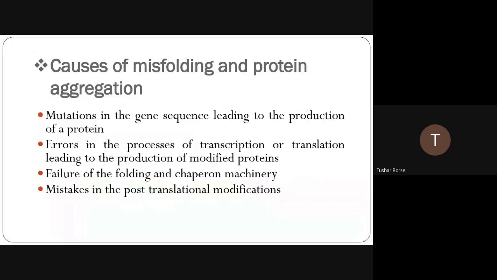But first, what are the causes of misfolding and aggregation? The first cause, obviously, is mutation. If there is a mutation in the gene sequence, then there is misfolding in the protein. Second, if there are errors in the process of transcription or translation, there could be misfolding of proteins. Then failure of the chaperone machinery or protein control mechanism. Then post-translational modifications. If there are mistakes in post-translational modification, there could be protein misfolding.